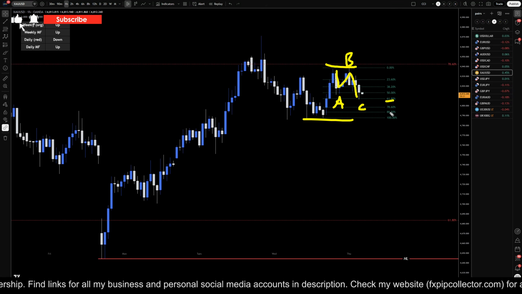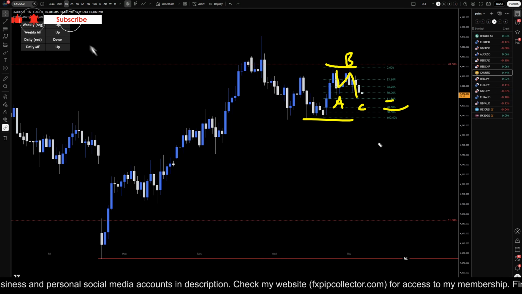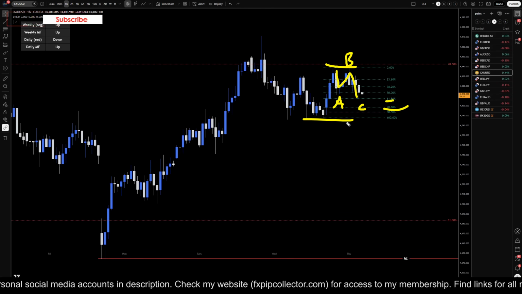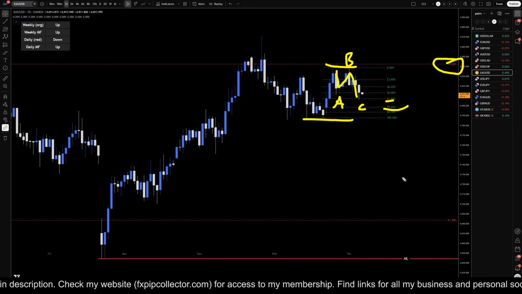So if it does make an engulfing up at the 61, 78%, I definitely would continue to look for longs on gold. There's really no evidence yet that it's going down. I think we just found some resistance at the 78% Fibonacci retracement on the daily time frame.